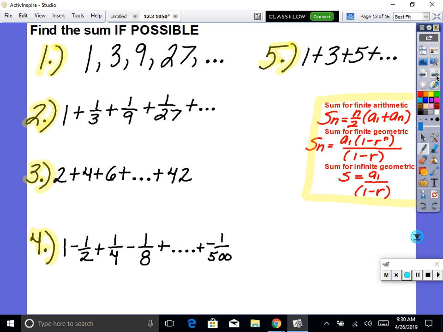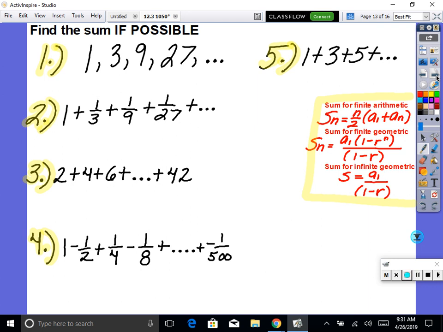Okay, this is a really good example for you to have in your notebook. This is an example of just putting it all together. This could be arithmetic, it could be geometric, it could be finite, it could be infinite. These are such good examples to have written down for yourself, because you're going to have to really decide when you see these problems on the test. It says, find the sum if possible. Notice it doesn't tell you if it's infinite or finite. You have to look and see. It doesn't tell you if it's arithmetic or geometric. You have to look and see. And it doesn't tell you which formula to use. You have to know. So I'll try number 1.